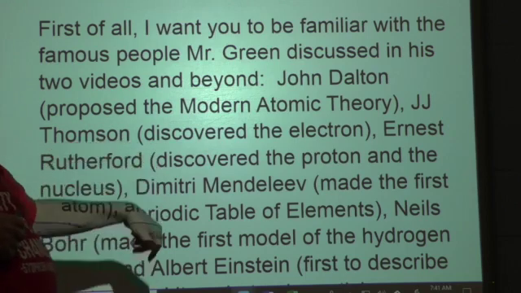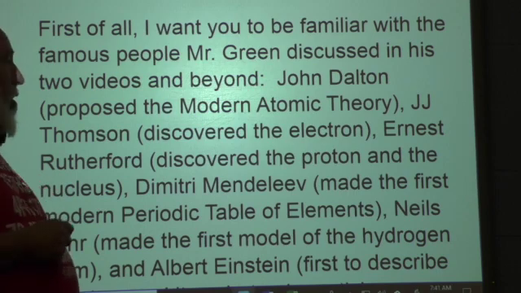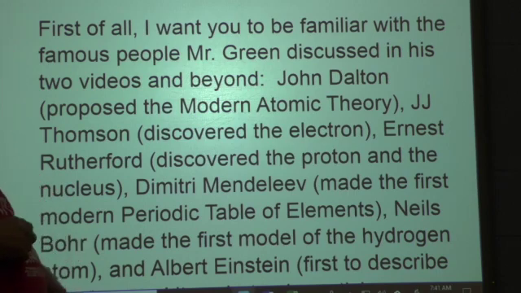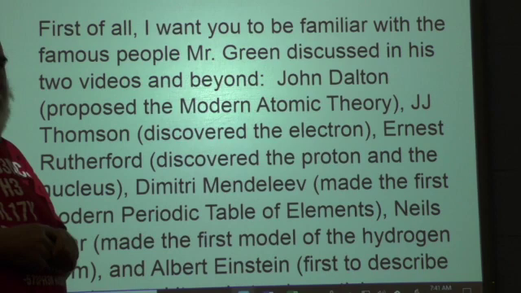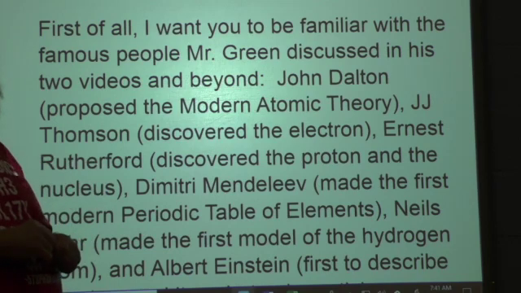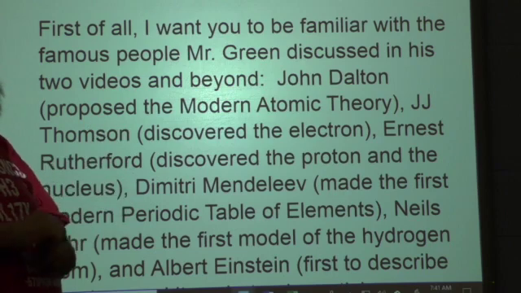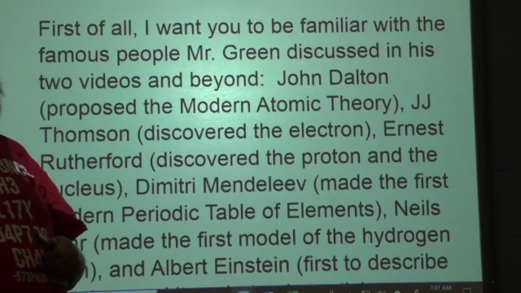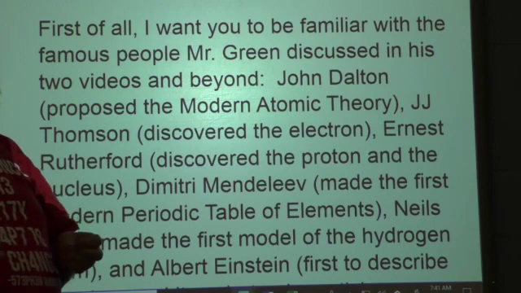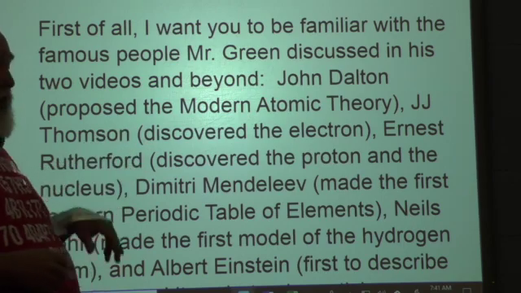J.J. Thomson's the guy who discovered the electron. He was one of those guys screwing around in the lab, shot a beam of what he thought were neutral particles across a magnetic field, and found that it was being bent towards the positive side. So he found that they were negative particles, and from there the electron was discovered.